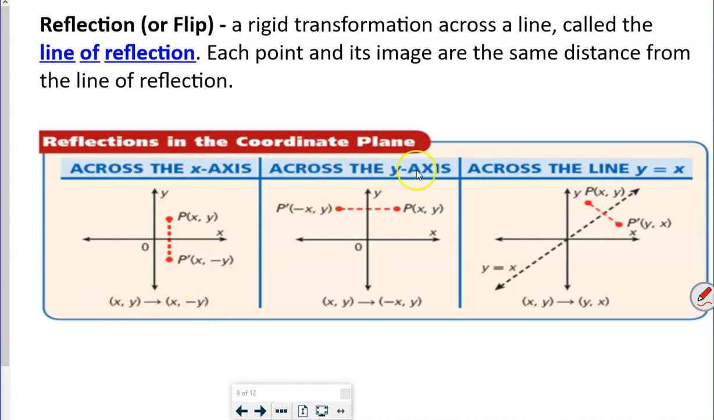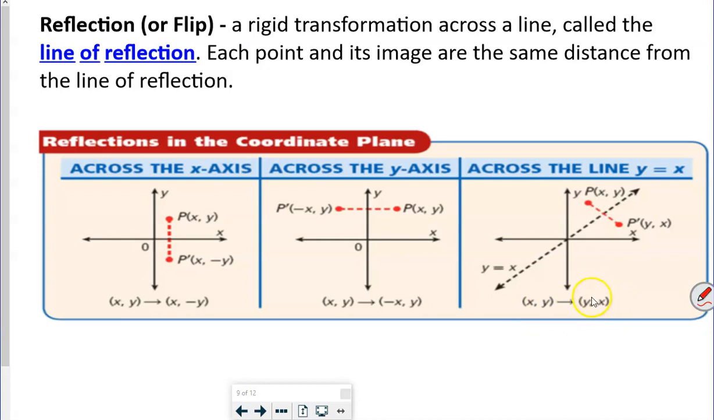When we do a reflection across the y-axis, the x changes. So notice here, this is the y-axis. So we are going (x, y). This time it's (negative x, y). Then we have across the line y equals x. When we do this, they're going to flip. Y becomes x and x becomes y. So our (x, y) becomes (y, x).